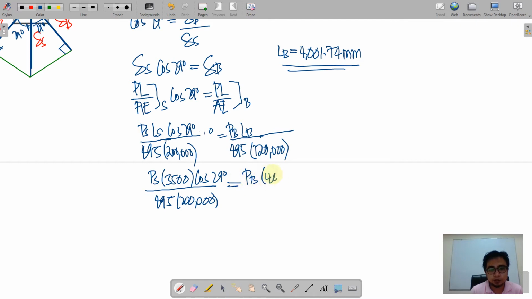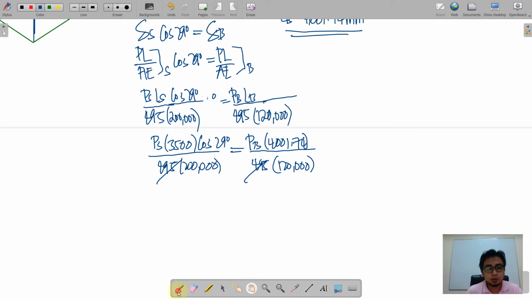The length is 1,001.74, wala nang cosine dun, divided by 495 times 120. Perhaps you can cancel this 495 because it is just common to them. So here we will be having a relationship between PS to that of PB. We have here equal to 2.18 PB. So this is the relationship between the two. Say I'll have this to be another equation 2.